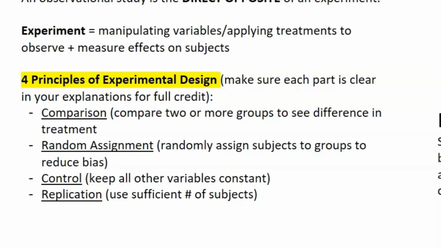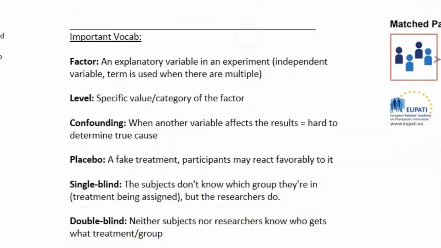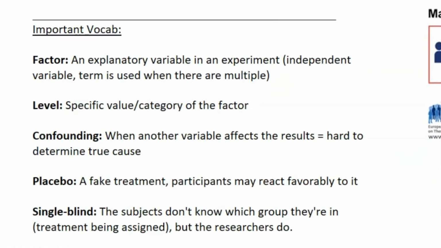You've probably heard this before. Replication, make sure you have enough subjects. So don't just do an experiment with 2 people. Do it with a sufficient, respectable number. A couple more key vocab terms: factor. Factor is the explanatory variable or independent variable. It's just a term used when there are multiple independent variables. Level is just a specific value or category of the factor.